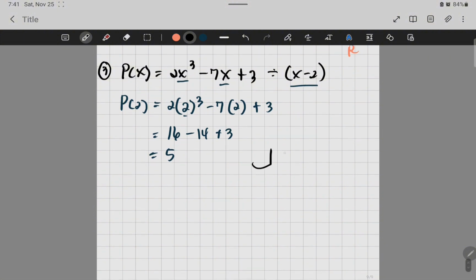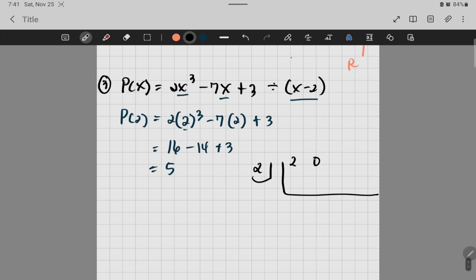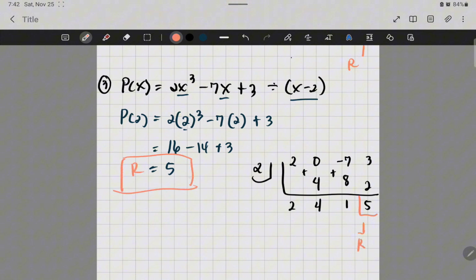Again, let's verify our answer by synthetic division. If we have x minus 2, the value here will be positive 2. And the coefficients are 2, 0, negative 7, and 3. Bring down 2. 2 times 2 is 4. 0 plus 4 is 4. 4 times 2 is 8. Negative 7 plus 8 is 1. 1 times 2 is 2. 3 plus 2 is 5. Again, the remaining number here is your remainder. And therefore, our answer is correct that the remainder is 5.